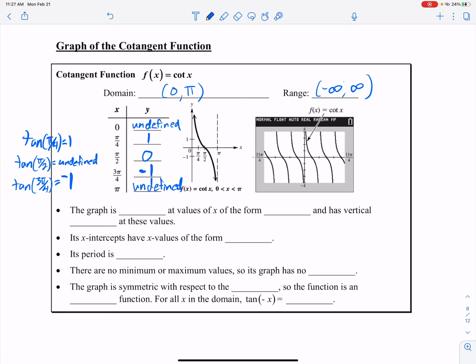Let's fill in the spaces. The graph is undefined at values of x of the form 0 plus n pi. Look at our picture here. Those undefined moments are the straight up and down lines, right? They are repeating themselves every pi, just like tangent. So I can actually hit any of those as long as I just take 0 and add a pi over and over. Or subtract. And these are called vertical asymptotes.